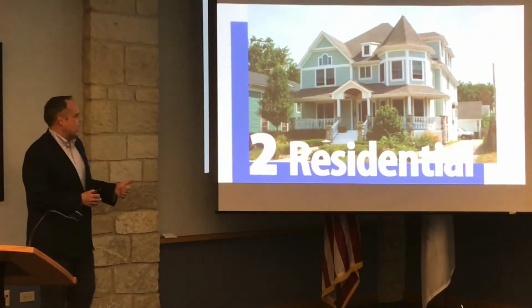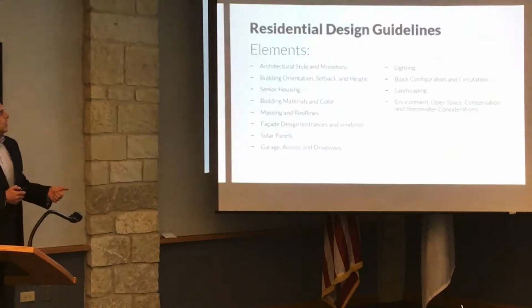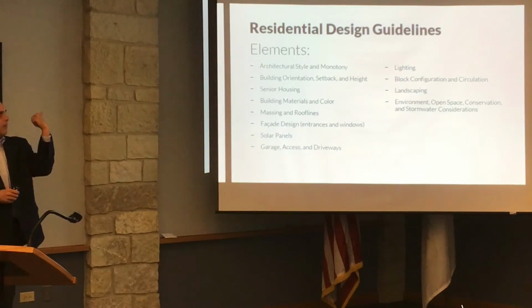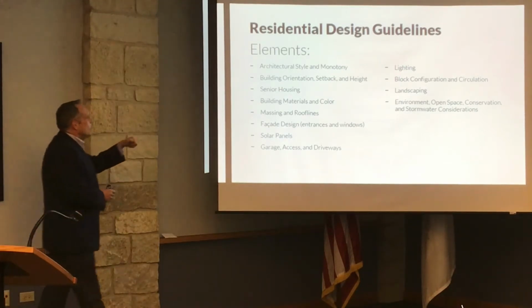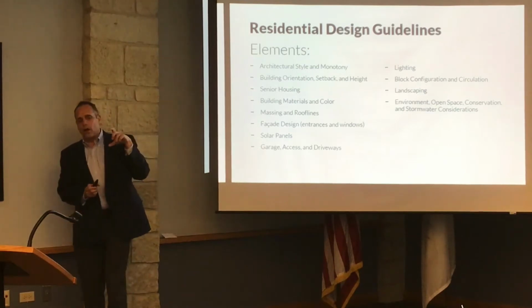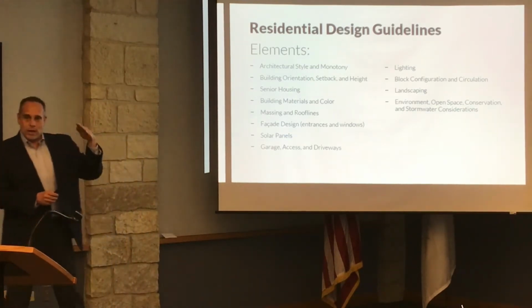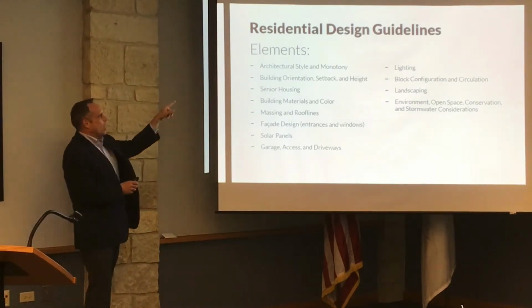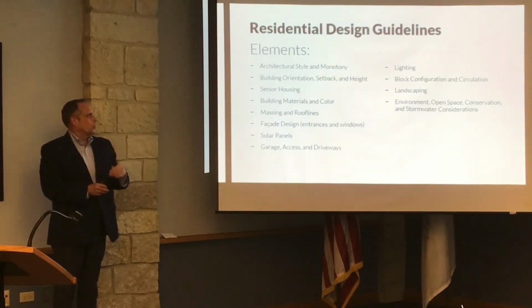The first thing is to take a look at the residential design guidelines. I've got a PDF up here, we'll go through these. It addresses all of these different types of elements, both imagery with photographs, as well as text describing what the guiding principles are. For architecture, style, and anti-monotony, so all the homes don't look the same.